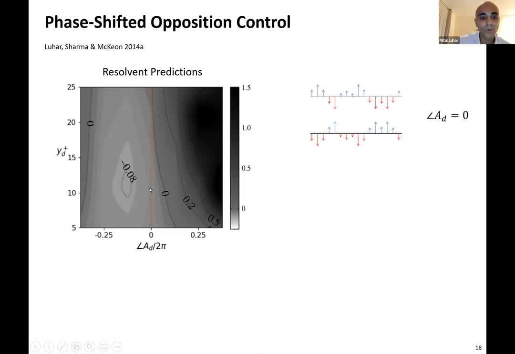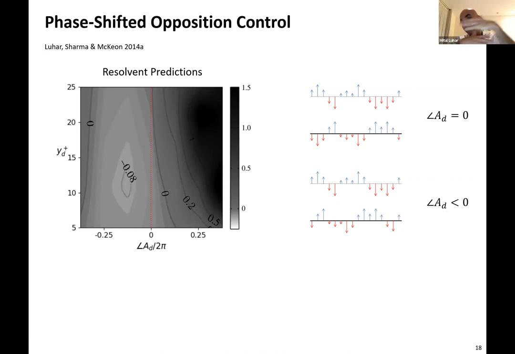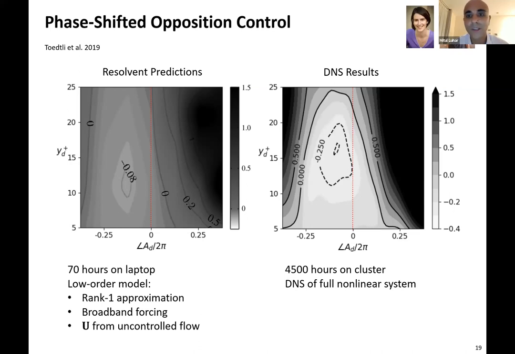But what we see is that if you introduce a phase offset, if you have a phase offset that's negative, you can improve performance. So if your amplitude of blowing and suction is offset in space or in time, you can improve performance relative to classical opposition control. So these were predictions that we made in 2014. And since then, my collaborators, Beverly McKeon and Simon Tiltley, went through and actually pursued DNS for this phase-shifted opposition control. And again, while there's not an exact quantitative match, what they see in the direct numerical simulations in terms of trends matches very closely the resolvent predictions.